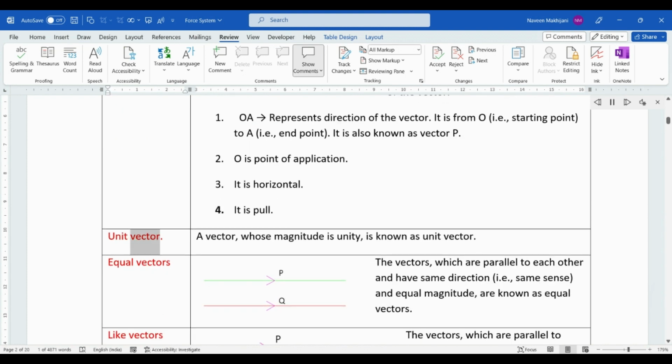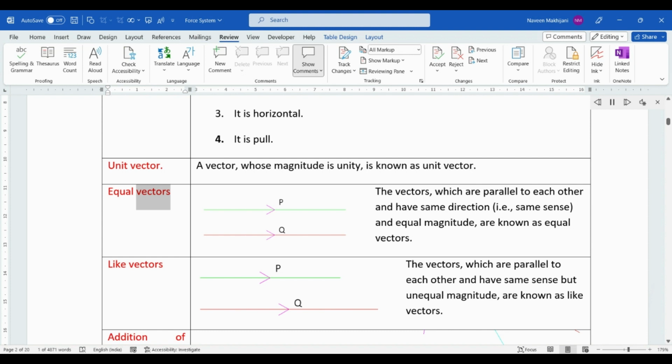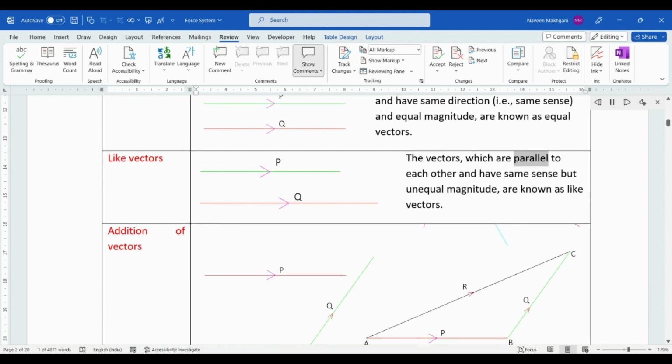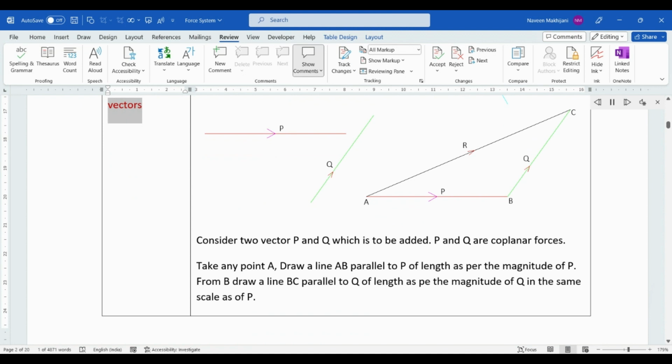Unit vector. A vector whose magnitude is unity is known as a unit vector. Equal vectors. The vectors which are parallel to each other and have the same direction, i.e., the same sense, and equal magnitude are known as equal vectors. Like vectors. The vectors which are parallel to each other and have the same sense but unequal magnitude are known as like vectors.